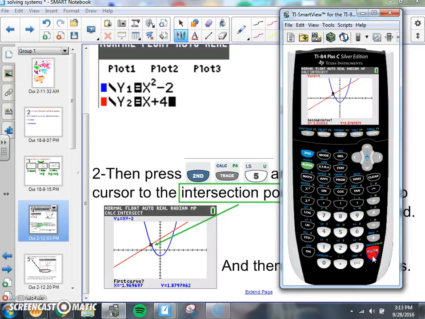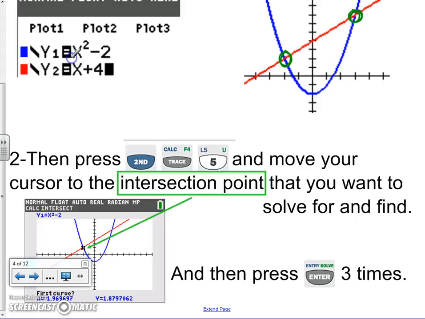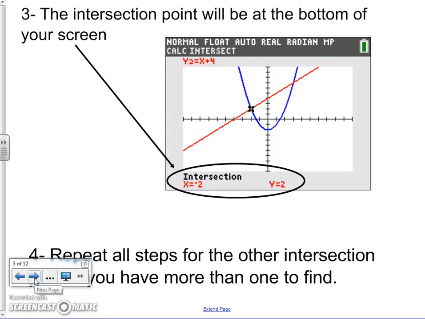So first curve, second curve. It wants me to guess it. I'm going to say yes. And it shows me that the intersection point is at -2, +2. It tells me at the bottom of my screen that the intersection is at -2, +2.